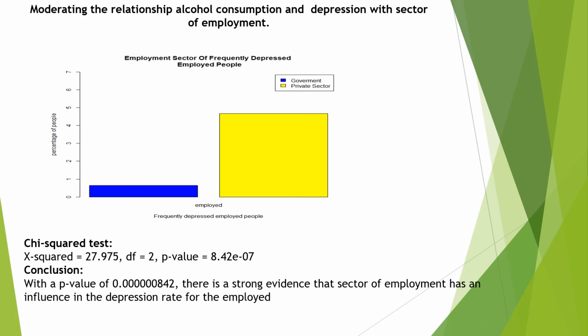The p-value we had was almost zero, and it gives us strong evidence that indeed the sector of employment has an influence, and that those in the private sector tend to be more depressed than those in the public sector. Why? Because they are working really hard to put their business on track. Otherwise, they might go hungry. Unlike the public sector, whether they work hard or not, their government is going to pay them.